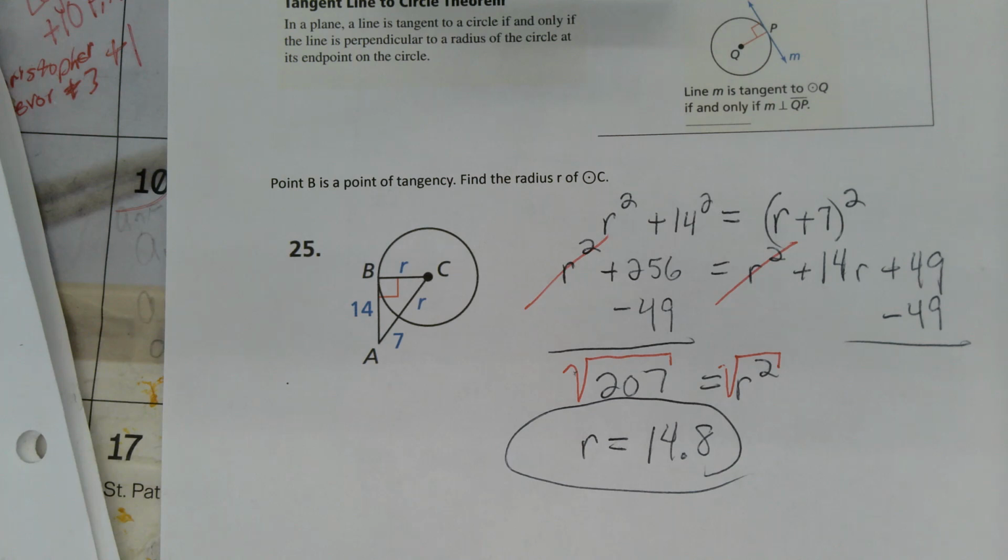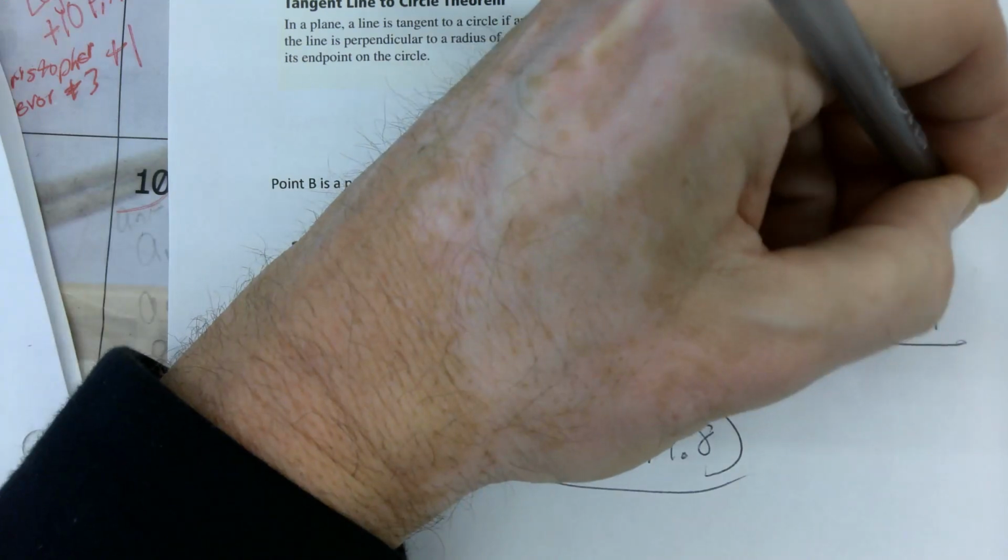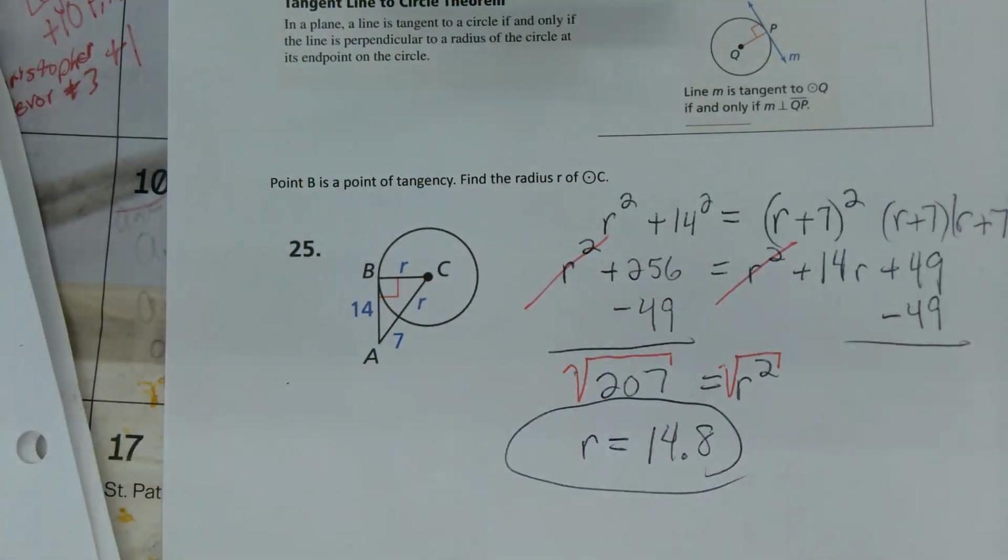Okie dokie. So we set up the Pythagorean theorem with triangle ABC. We say r squared plus 14 squared. The hypotenuse, segment AC, is r plus 7, so we have to square that. And if any of you squared r plus 7 and said r squared plus 49, oh, you'd be killing me. We have to remember to FOIL r plus 7 times r plus 7. That's r squared plus 14r plus 49. Lucky for us, the r squareds drop out.